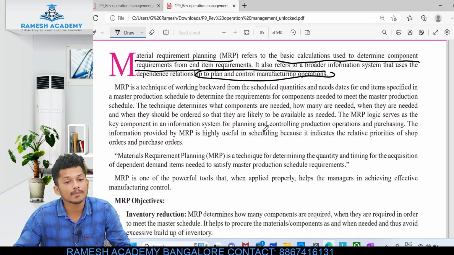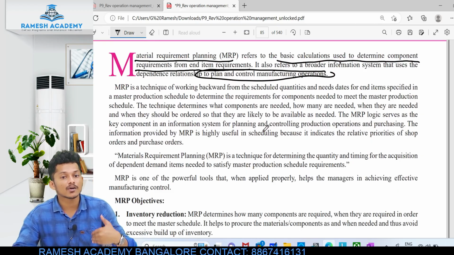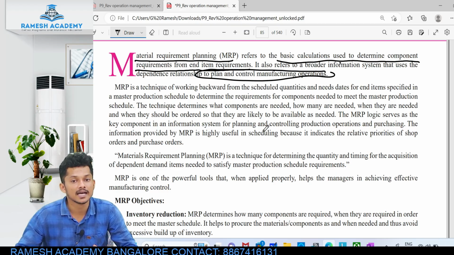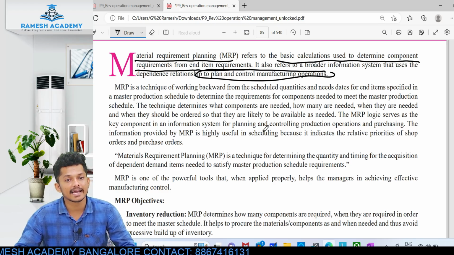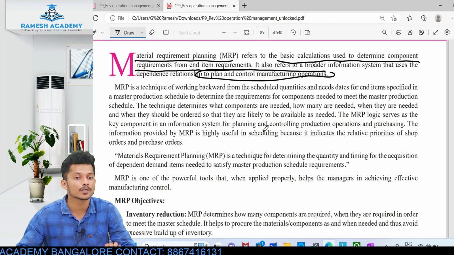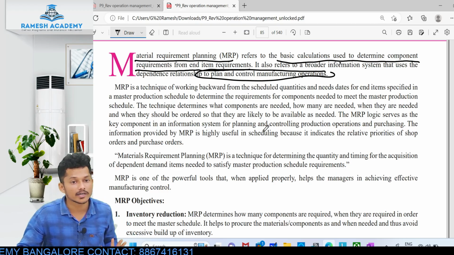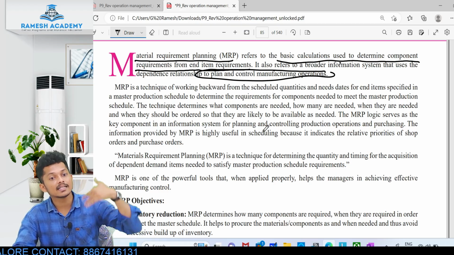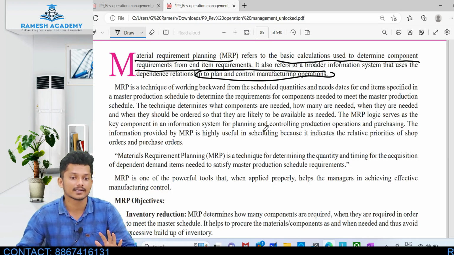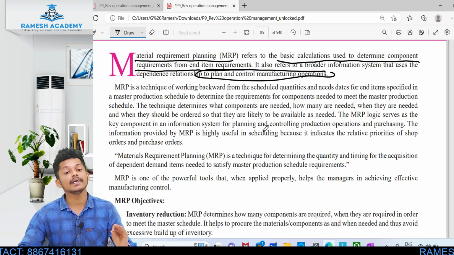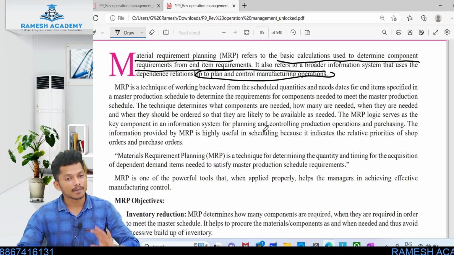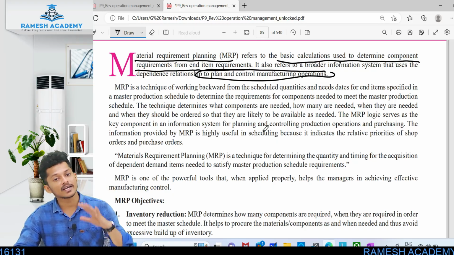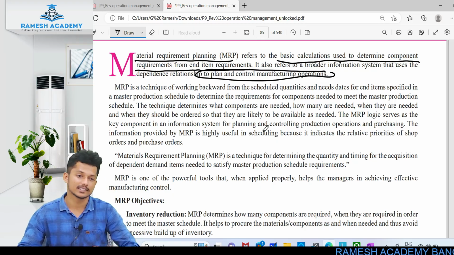Next, MRP is a technique of working backward from the scheduled quantities and need dates for end items specified in a master production schedule. I told you already what we mean by master production schedule: from the planning till the product outcomes you plan it. MRP is a technique of working backward from the scheduled quantities.